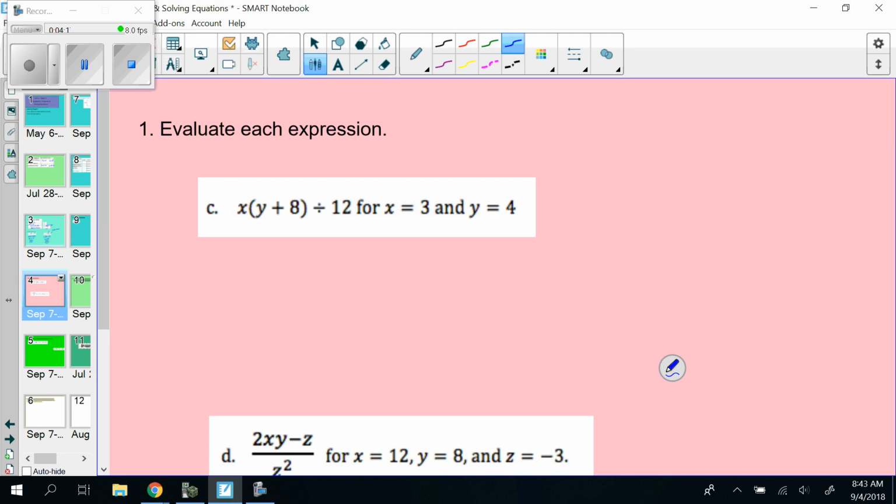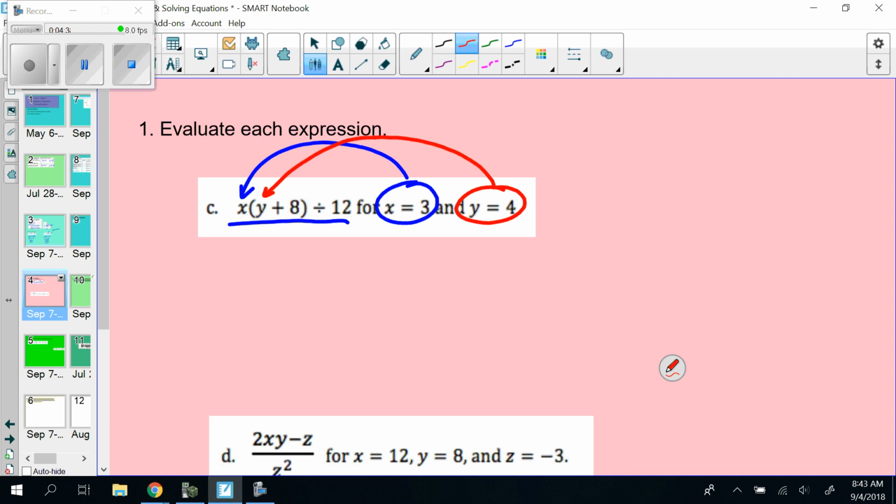C. Now, this is again an expression over here. But we don't have all the numbers, so you can see there's now some variables. So in that case, what we want to do is some substitution to start. So here they're telling us x is 3. We want to substitute that number in there. They're also telling us y is 4. We want to substitute that number in there. So first thing you want to do on these types of problems is substitute. So let's plug those numbers in. So now we got 3 and 4 plus 8.